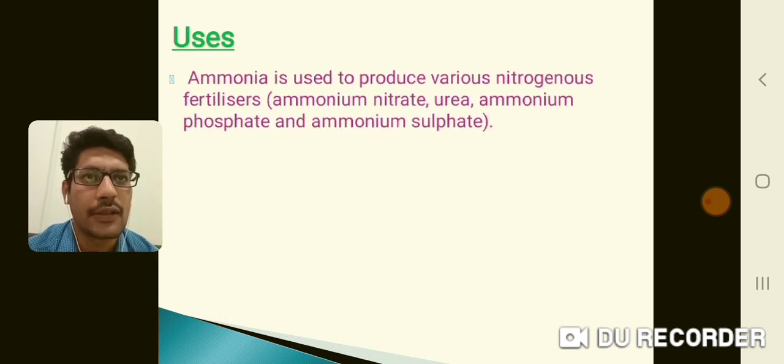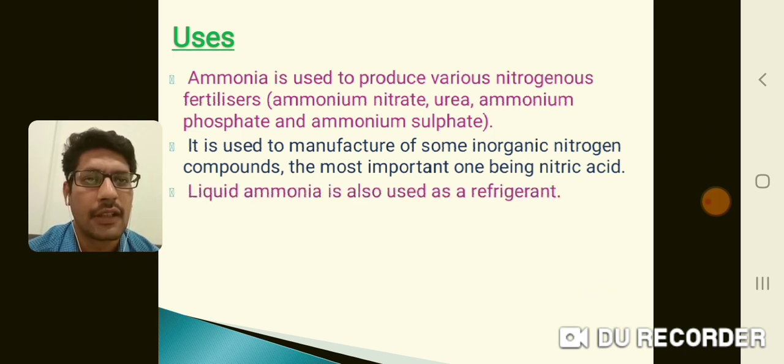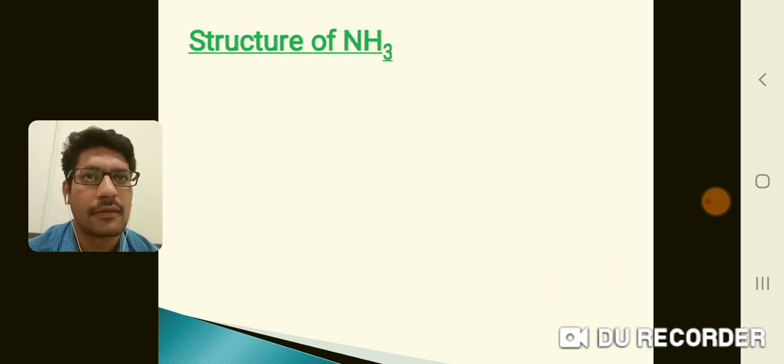Uses. Ammonia is used to produce various nitrogenous fertilizers like ammonium nitrate, urea, ammonium phosphate, and ammonium sulfate. It is used in the manufacture of some inorganic nitrogen compounds, the most important one being nitric acid. Liquid ammonia is also used as a refrigerant.